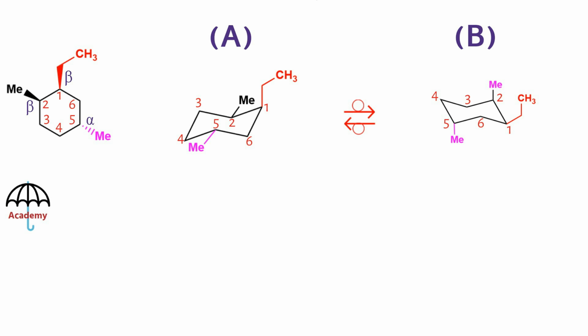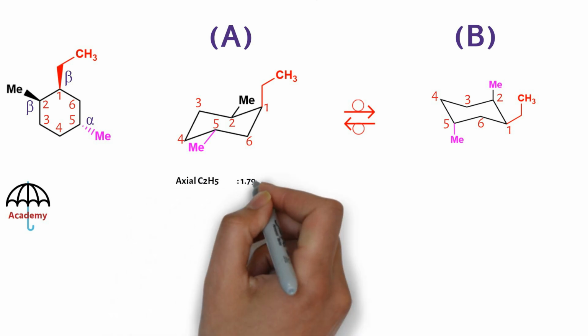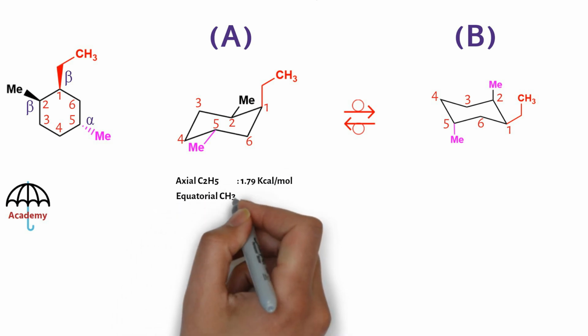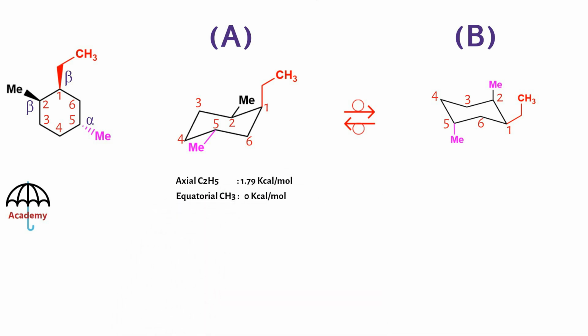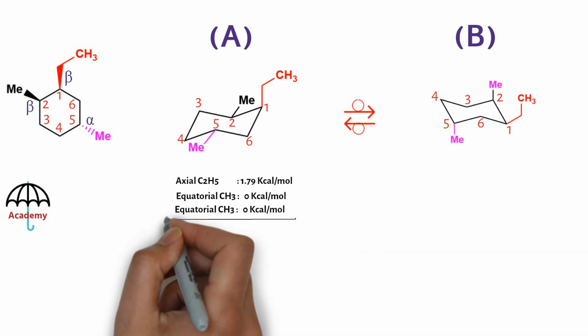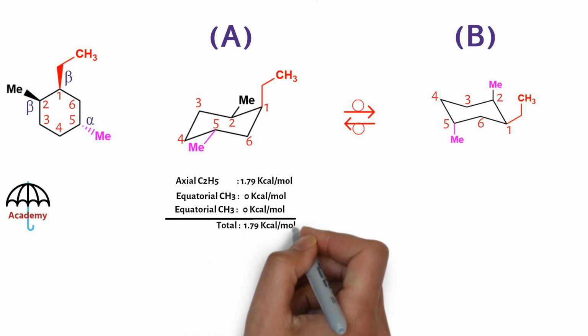In the conformer A, axial ethyl group contributes 1.79 kilocalories per mole torsional strain. Both methyls are equatorial and do not contribute to torsional strain. Thus, the total torsional strain in the conformer is 1.79 kilocalories per mole.